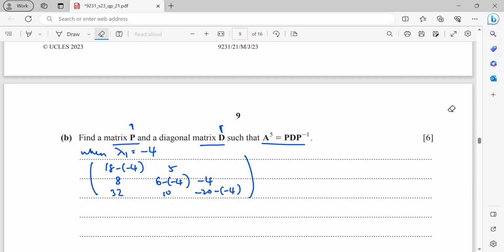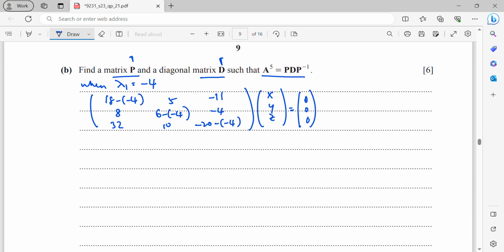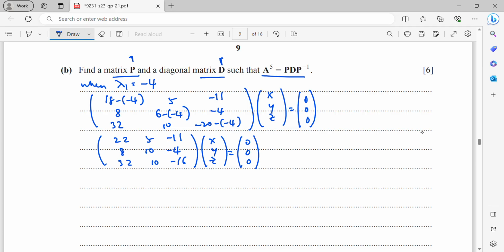Okay, so I better move this. So minus 11, this is minus 4. Then multiply with x, y, z and let it be the 0 vector. Now simplify this. I will get 22, 5, minus 11; 8, 10, minus 4; 32, 10, minus 16. Then x, y, z equals all zeros, the 0 vector. Now I have to form three equations and solve.